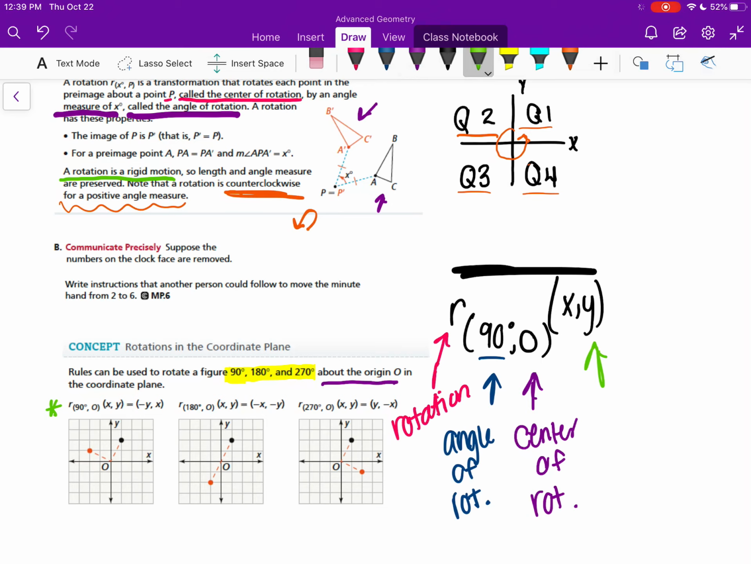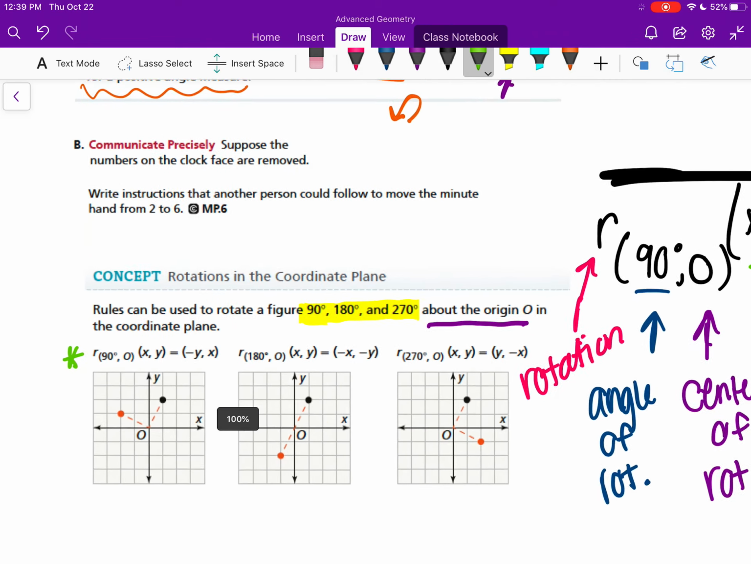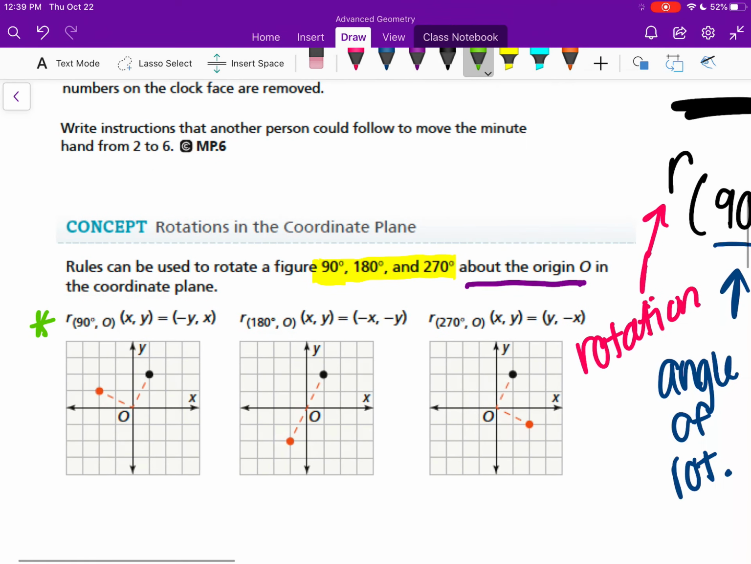And then this XY is just what are we rotating? Okay, rotate points, this point. And if it's a triangle, it would say triangle ABC or something. But pause and jot down these 3 common rules of what happens to our coordinates when we rotate 90 degrees, 180 degrees, and 270 degrees.